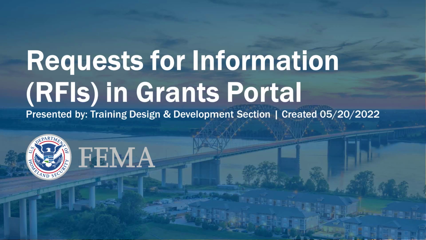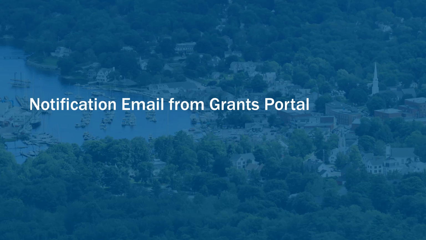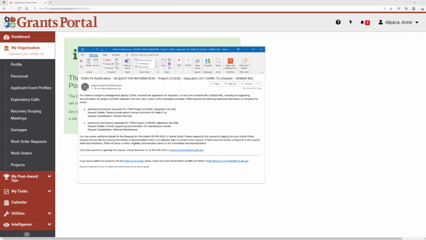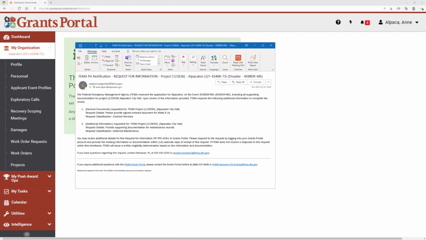This video will walk through how to respond to a Request for Information, or RFI, in Grants Portal as an applicant. First, we will view an example of a notification email from Grants Portal. When the RFI is issued, you will receive an automated message from Grants Portal via email. That email will look something like this.